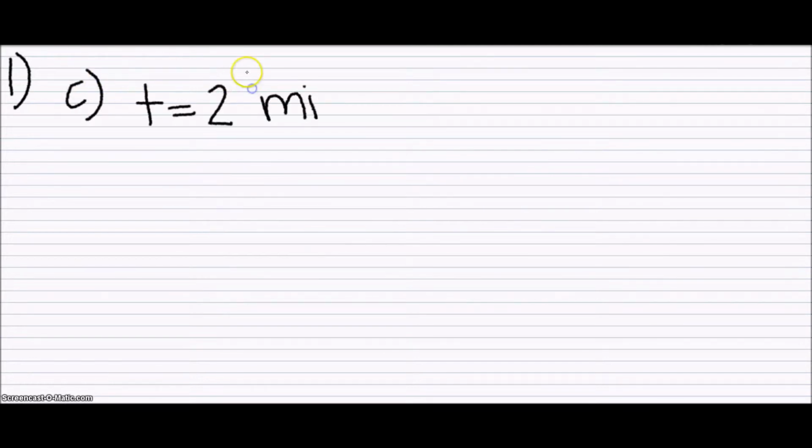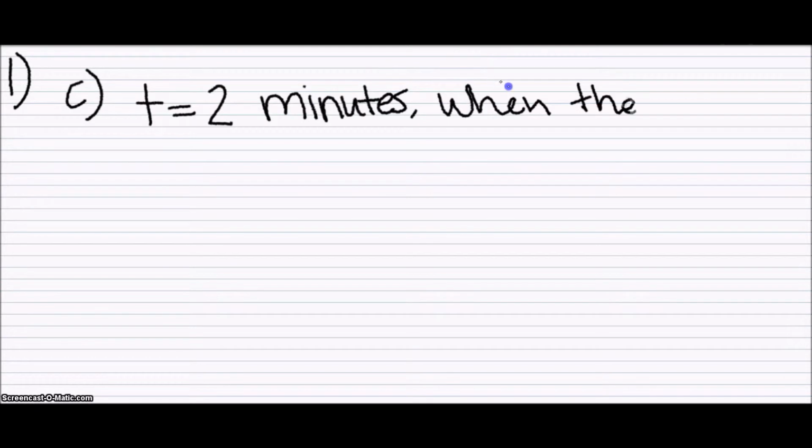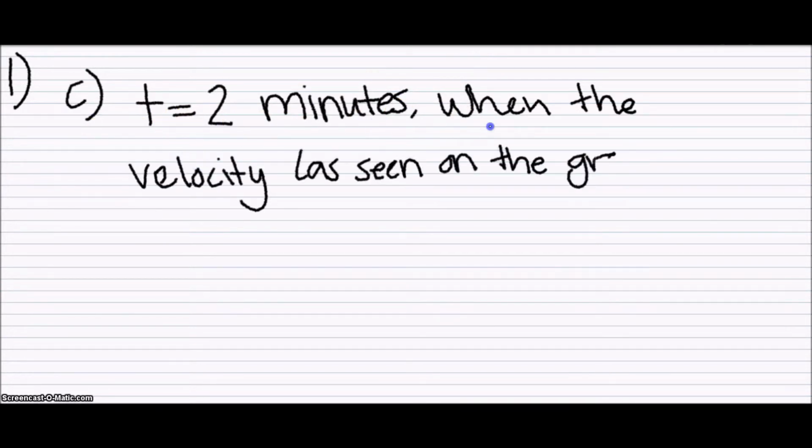Part C asks us to find the time when Karen turns around to go back home. So that would be at t equals 2 minutes, which is when her velocity goes from positive to negative, so she's going backwards.